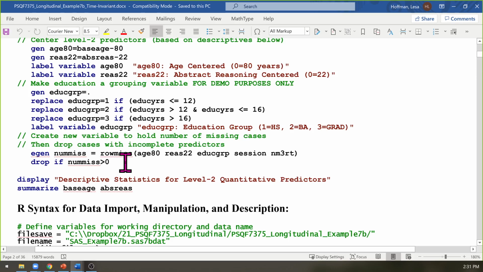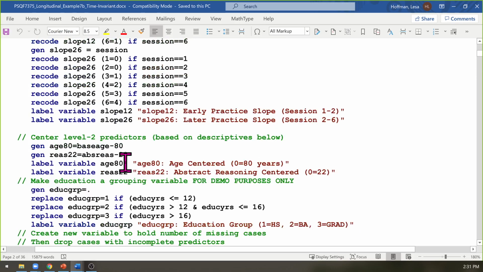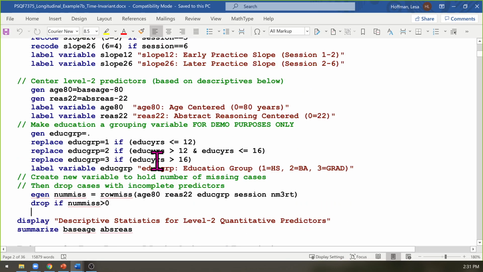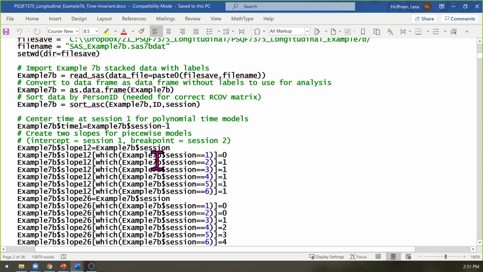All right, so this data, folks, questions on the code? No. All right, R folks, same story.